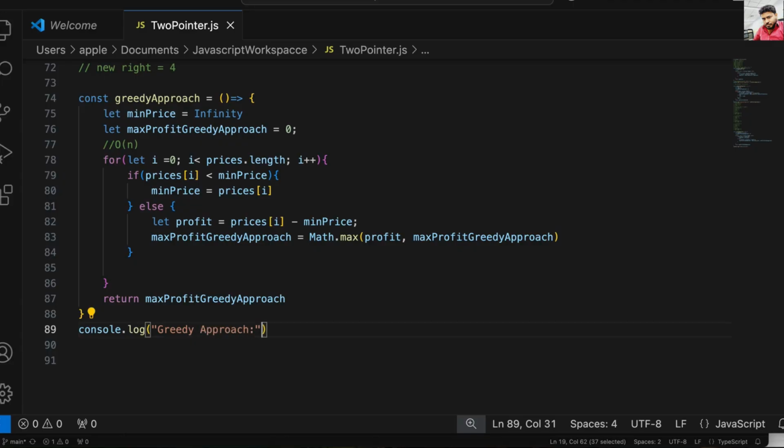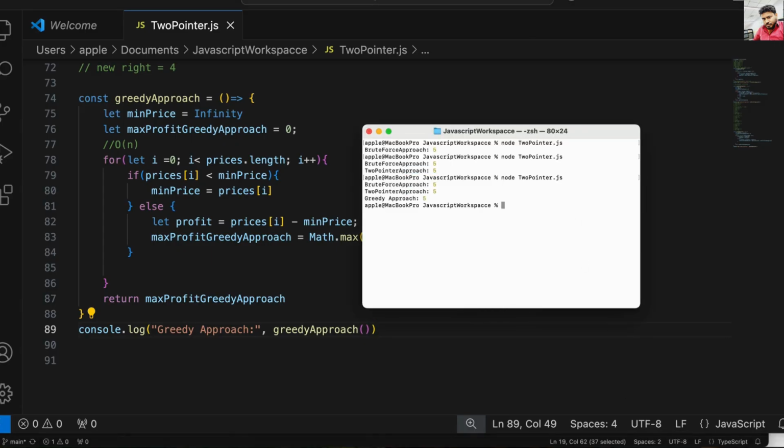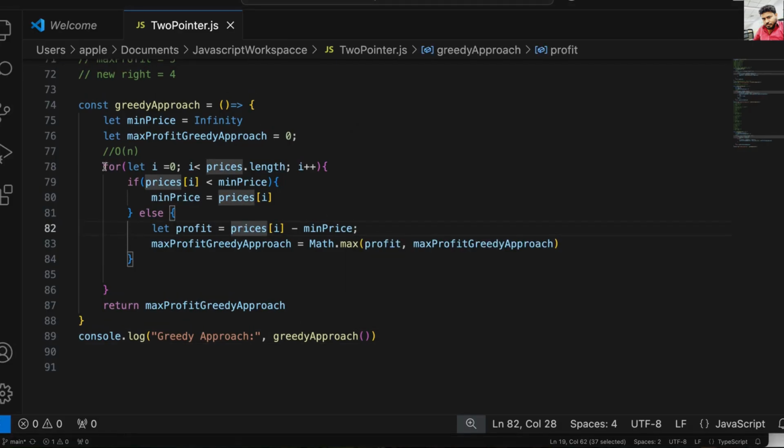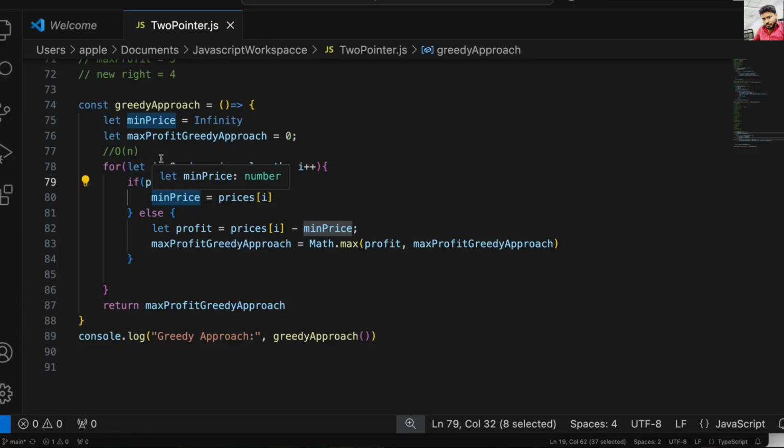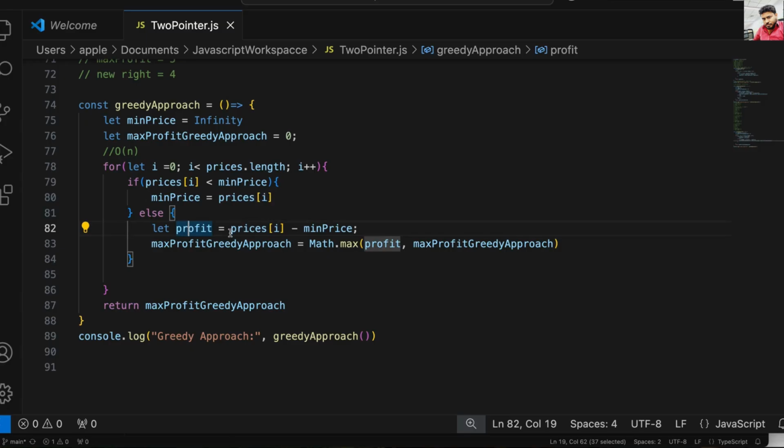Approach, I'm calling the... mention here. So you are getting the result, right, 5. How are we getting the result? We are having only one loop, and here we are just calculating the minimum price. Every time we are calculating the minimum price, and with the minimum price we are doing subtraction with our current price. So like this we are doing, and we are updating the max profit value.